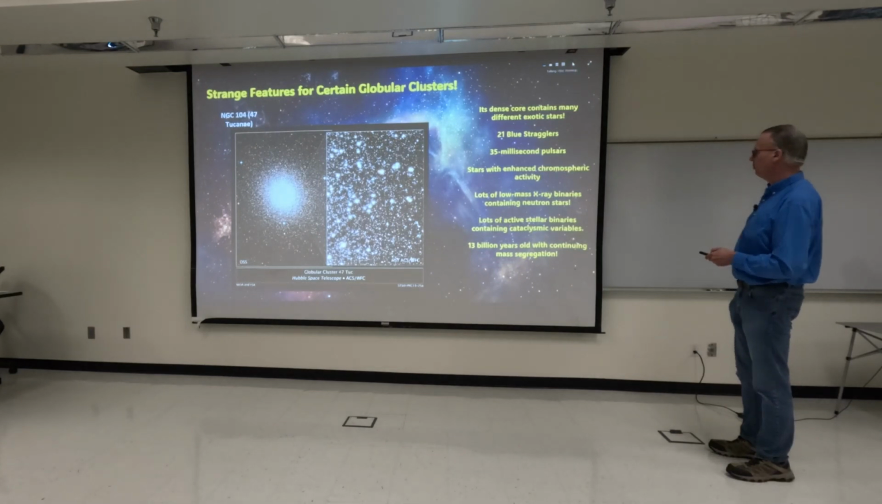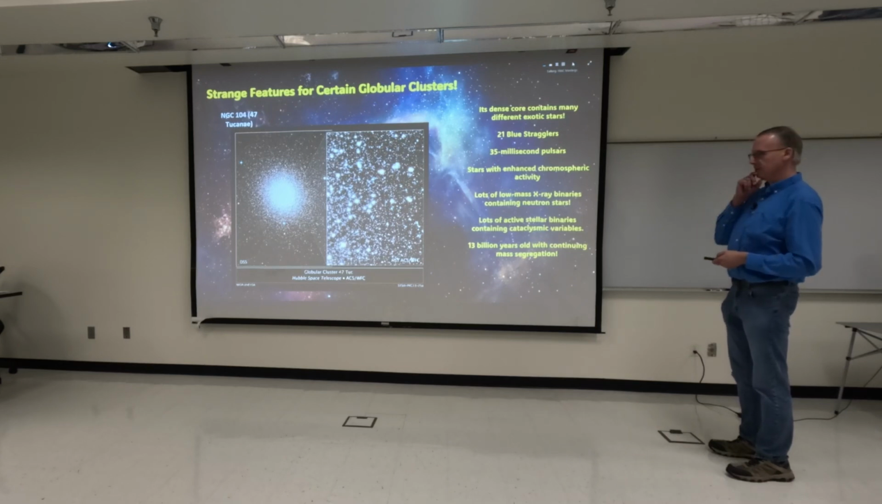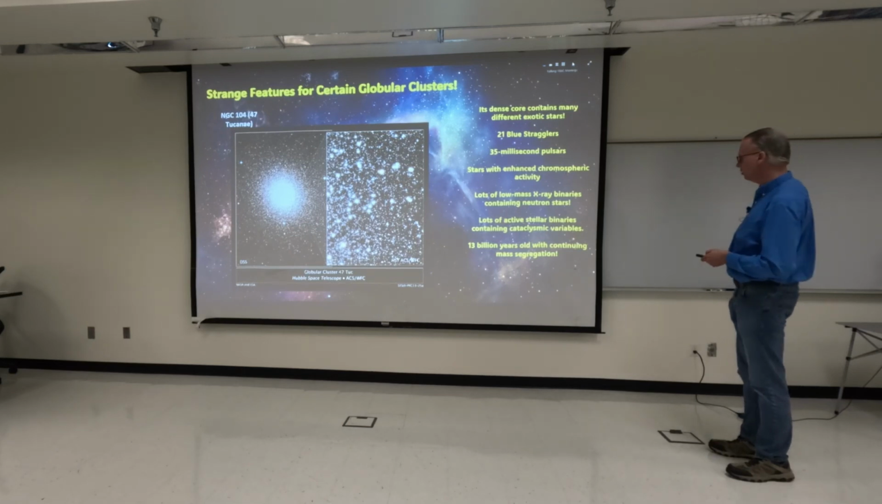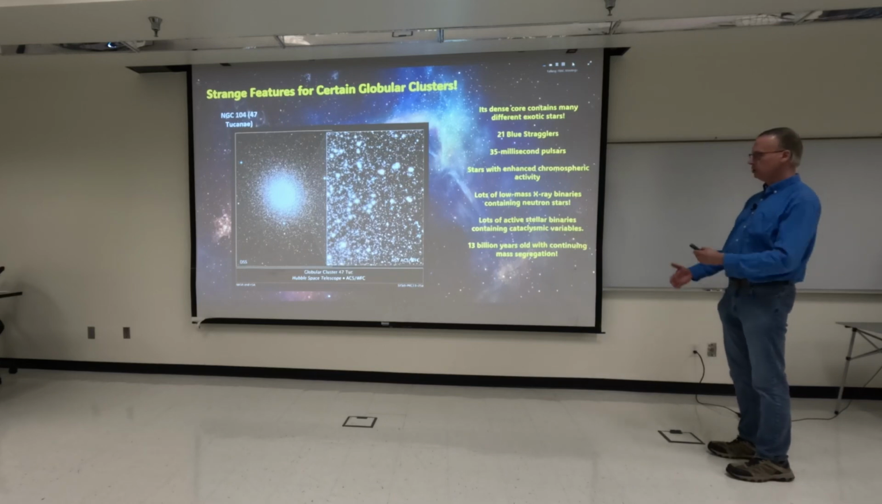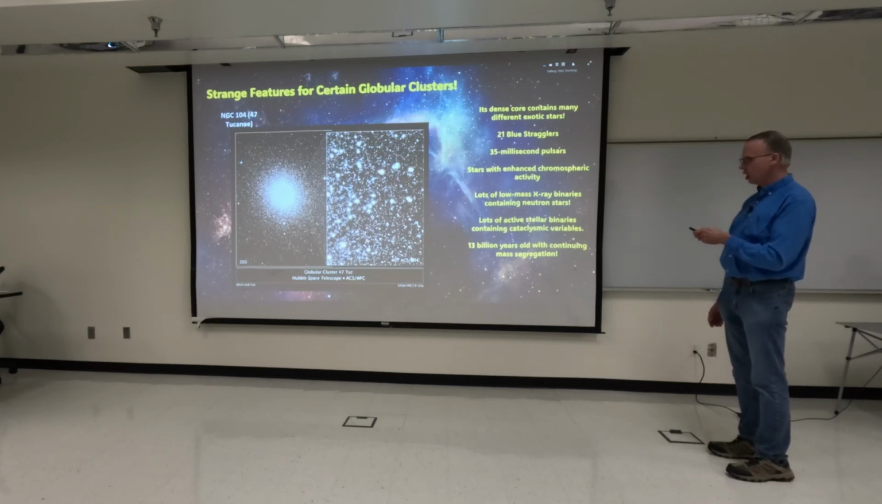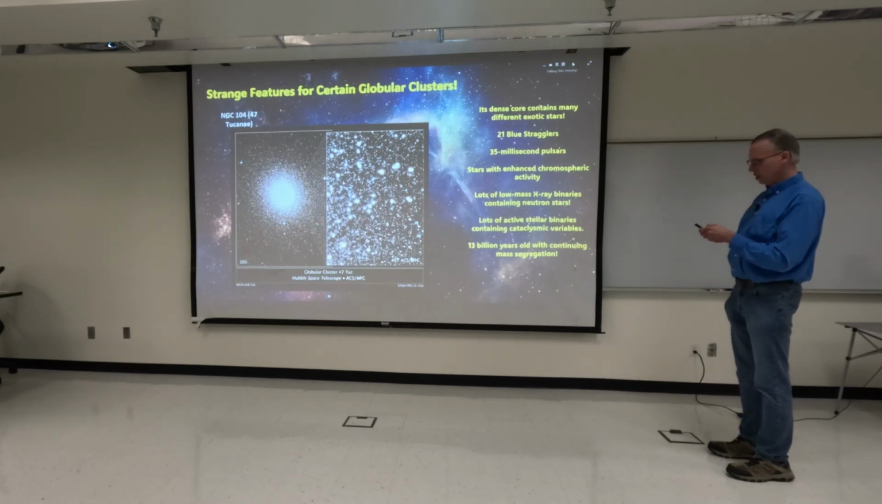NGC 104, that's the famous 47 Tucanae. Lots of exotic stars: blue stragglers, 35 millisecond pulsars, stars with chromospheric activity that rivals that of the sun during the peak of its solar cycle. Lots of X-ray binaries with neutron stars, lots of cataclysmic variable stars. And even though it's 13 billion years old, there's still continuing mass segregation, which means there's still a separation of the 1G and the 2G stars, where the 2G stars would be out here and the 1G stars towards the center. And that's odd because we would expect globular clusters to have completely undergone mass segregation, the separation between the two generations of stars, billions of years ago.